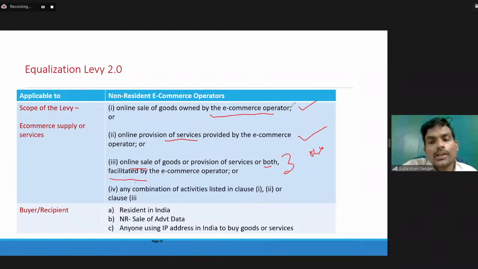The first two says the e-commerce operator himself owns. For example, today, if you see a lot of the brands, due to COVID, they themselves have a website. For example, lifestyle.com, Shoppers Stop, you have to go buy. And similarly, you see a lot of your favorite brands, they have their own websites. So they sell it. So they will come under e-commerce operators, because they own a platform and do electronic commerce. So either they themselves own, or even they facilitate, or any combination of activity. So you also own. So very, very widely defined.